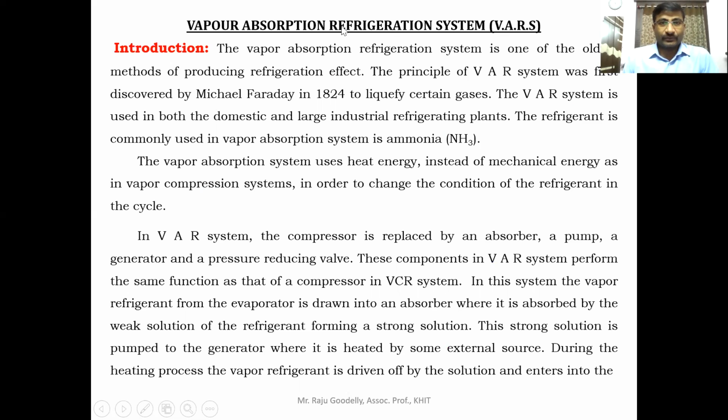Vapor absorption refrigeration system. The vapor absorption refrigeration system is one of the oldest methods of producing the refrigeration effect. The principle of the VAR system was first discovered by Michael Faraday in 1824 to liquefy certain gases. The VAR system is used in both domestic and large industrial refrigerating plants. The refrigerant commonly used in the VAR system is ammonia. Ammonia is one of the best refrigerants used in the VAR system.